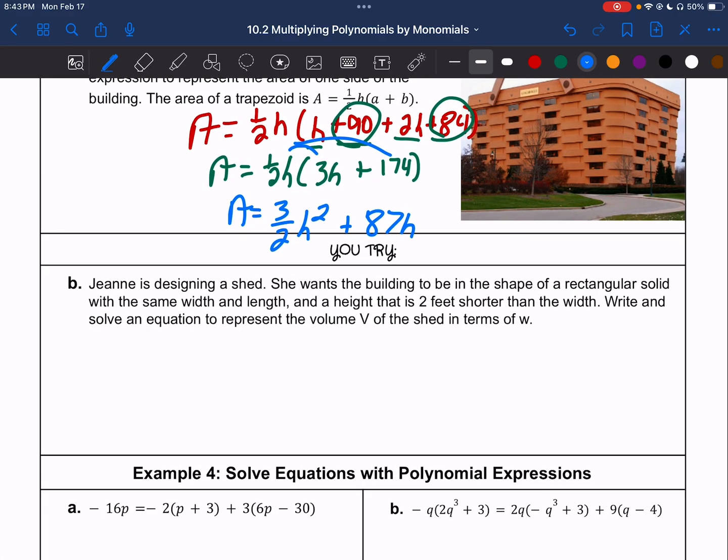All right, so we've got Jeannie, and Jeannie is designing a shed, and she wants the building to be in the shape of a rectangular solid, right, with the same width and length. So that seems like it's pretty important, same width and length, and a height that is 2 feet shorter than the width. Write and solve an expression or an equation to show volume in terms of W.